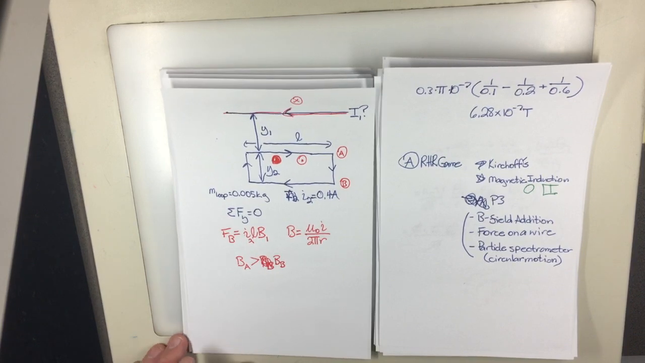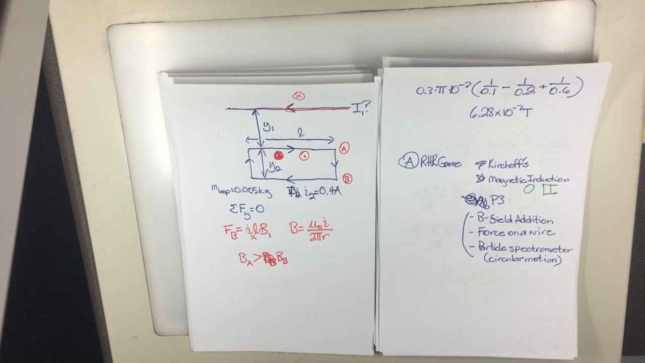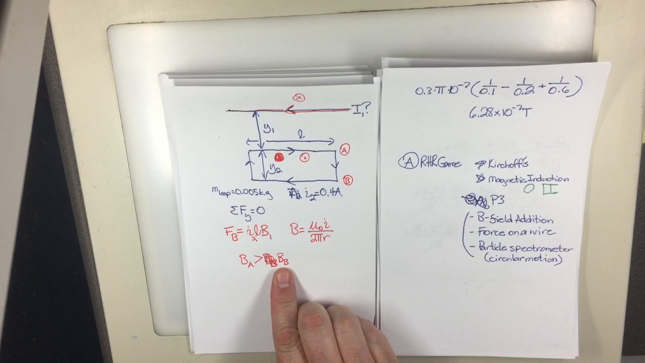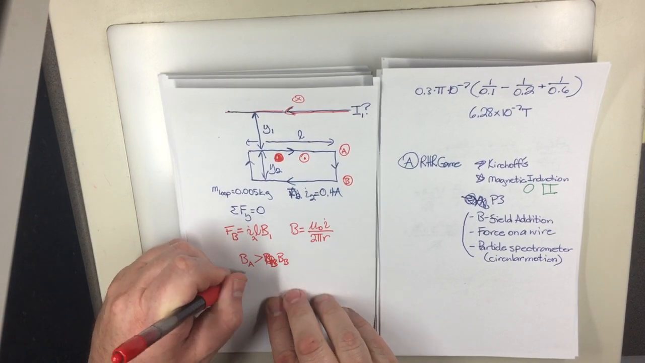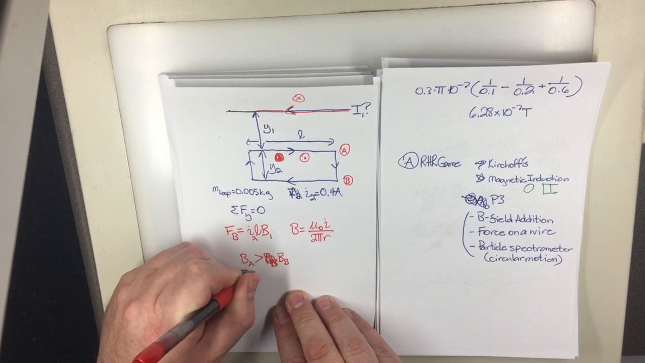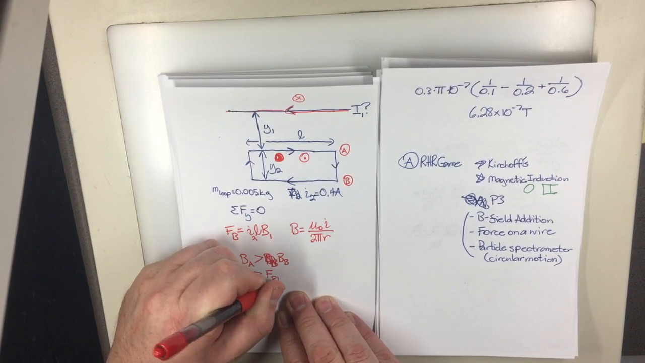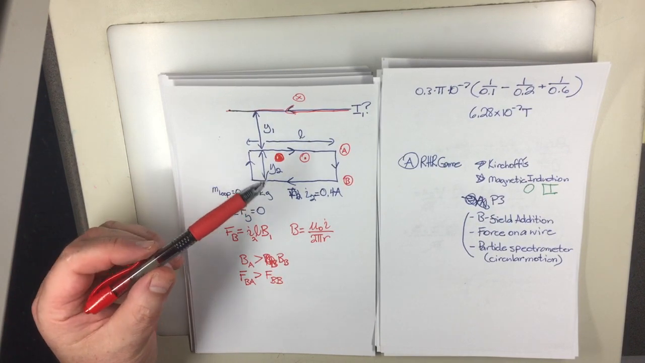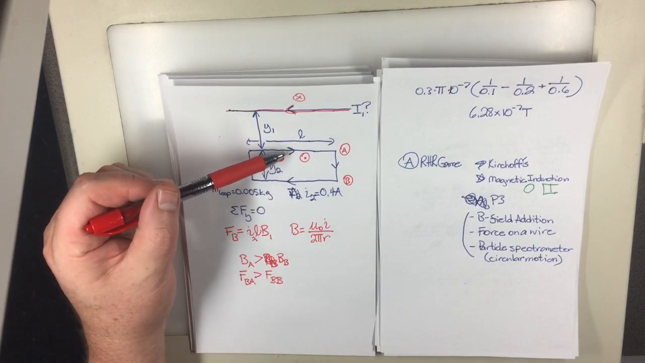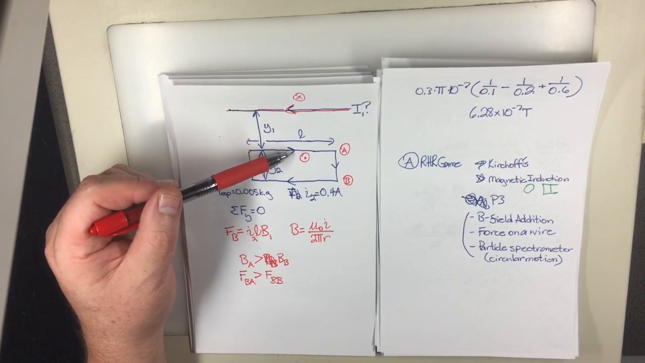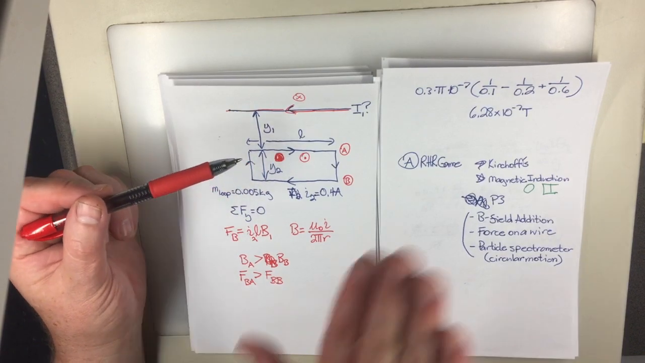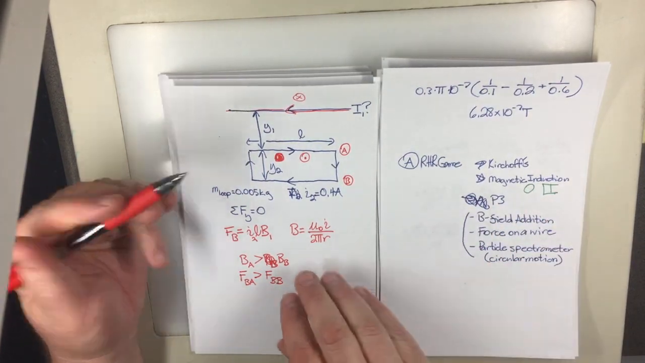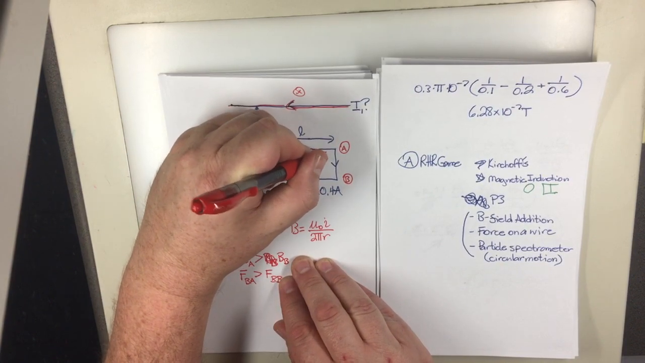Now the way this thing is set up, what I'm going to do is I'm going to point out why this is wrong. If the B field at A is greater than the B field at B, then the magnetic force at A must be greater than the magnetic force at B. It just has to be. Now, the way that this thing is written, the magnetic force on this wire goes right up, so the magnetic force on this wire is down.